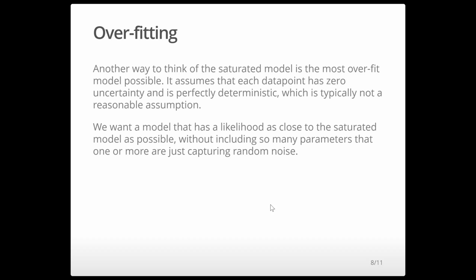Another way to think of the saturated model is that it's the most overfit model possible. It assumes every data point is perfectly deterministic. And this would be reasonable only if you had the entire population. If you did have data on the entire population, then the saturated model would be somewhat sensible because you're saying that each data point is deterministic. But when we're sampling, this isn't a reasonable assumption. We know that there's sampling error. So what we want is a model that has a likelihood as close to the saturated model as possible without including so many parameters that one or more are probably just capturing random noise.